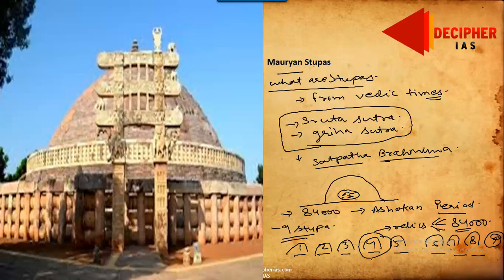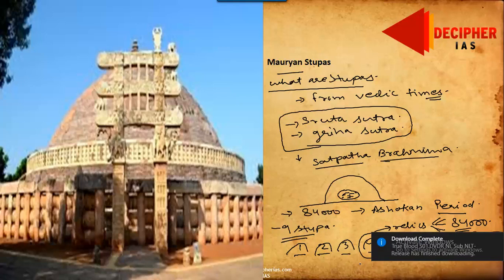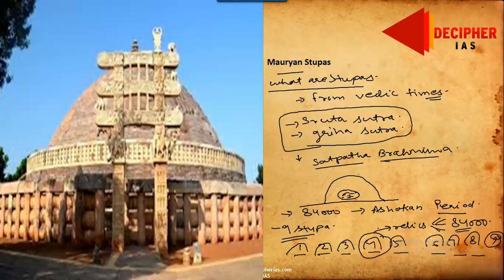These places were Rajgriha, Vaishali, Kapilvastu, Alakappa, the original position of this place is not known now, Ramgrama, Vetapida, Pava, Kushinagar, and Pippalavan. Okay. Now, we will look into the architecture of the stupas in order to understand them better and in order to answer the prelims or mains question.